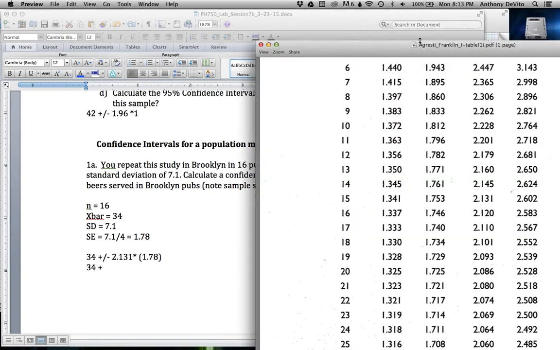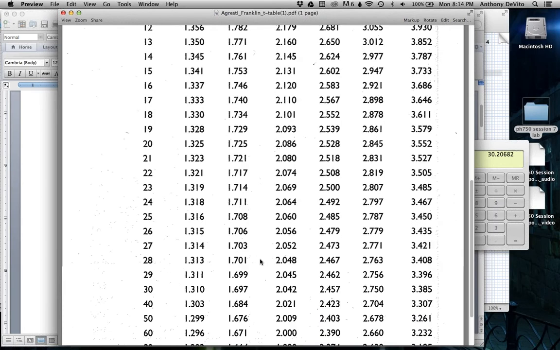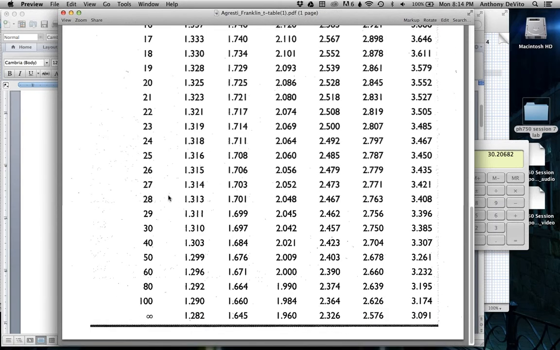Let's take a quick look at this table. If my sample size were 22, what would my t-score be? 2.07. If my sample size were 29, what would it be? 2.05. If my sample size was 30, it would be 2.04. Not very different than 1.96. If we're 50, it'd be even closer, 2.0. If we're 60, it'd be 2.0. If we're 80, see, there's a little bit of diminishing returns here for the sample size.